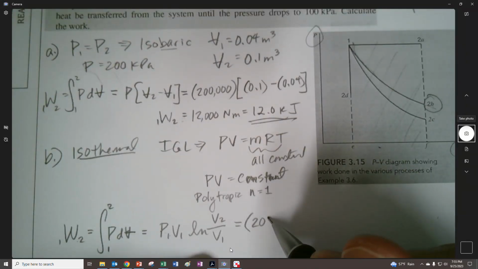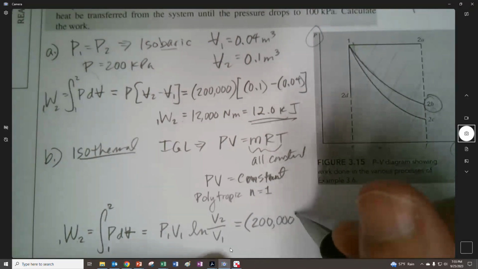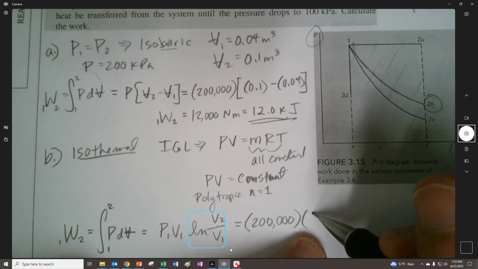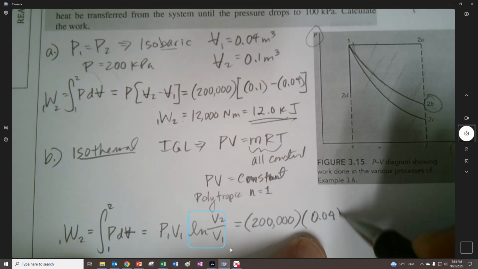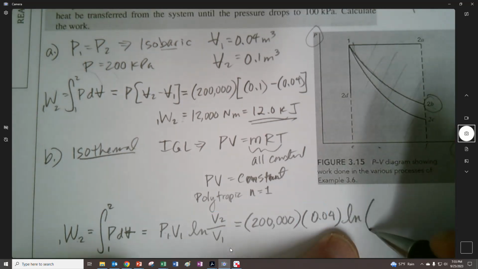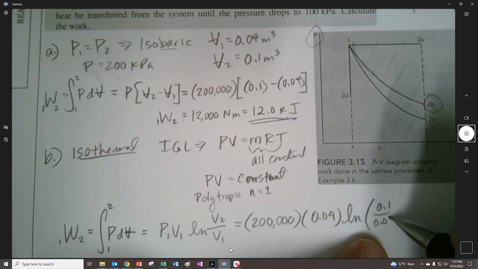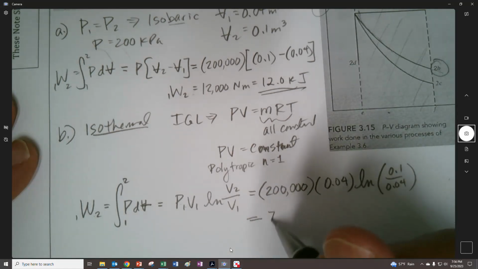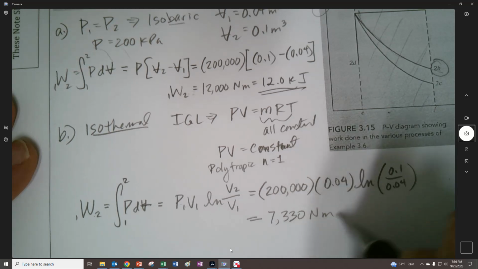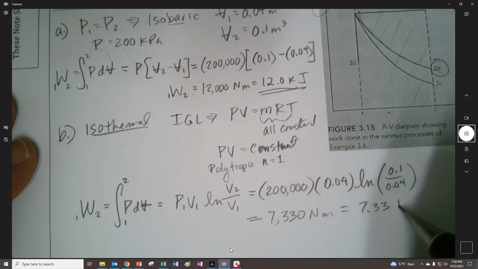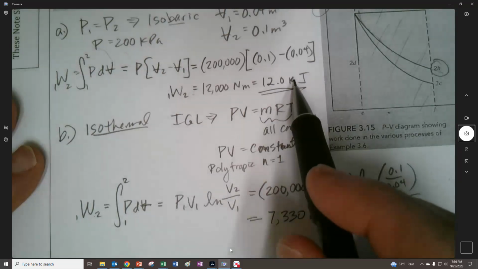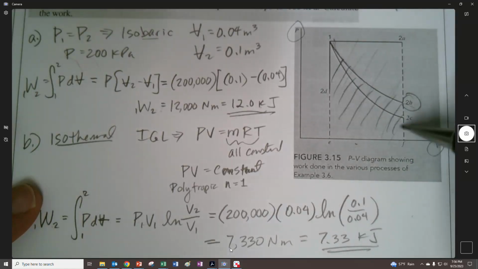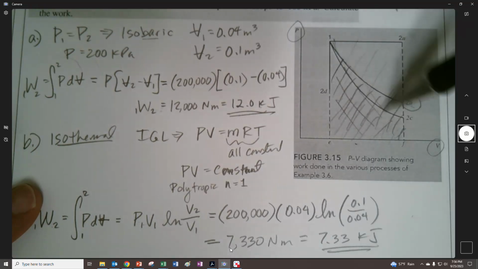So we have 200,000 newtons per meter squared, and then the volume 1, which is 0.04, and then you take the natural log of 0.1 over 0.04, and what you're left with is 7,330 Newton meters, or 7.33 kilojoules. You make a comparison, you can see the area is less, but of course that makes sense because what we're really talking about is this area right there, underneath that.